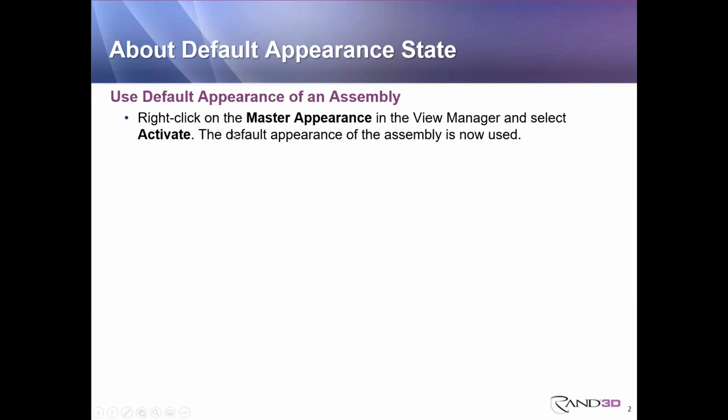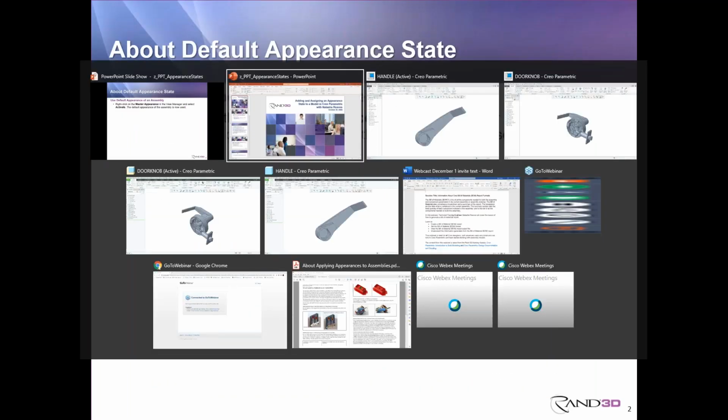And then when you want to go back to the master appearance after switching to another, whether it's a default appearance or another, it's the activate operation that allows you to switch back and forth between which appearance state is visible in your main graphics window. All right, so let me stay here and bring up a couple of screens.